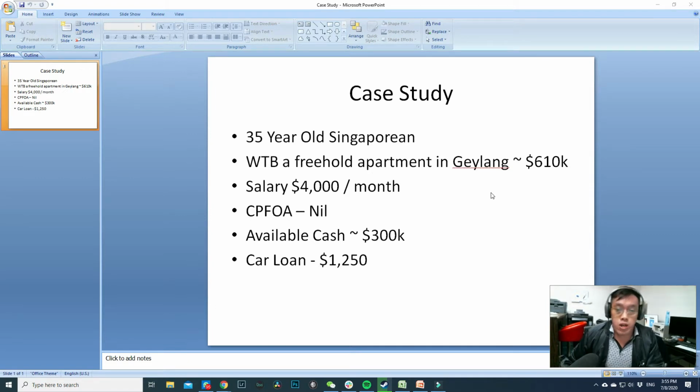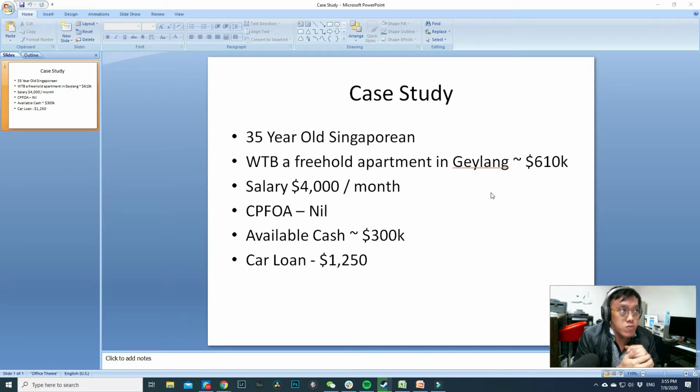She came to me initially wanting to look for investment, and then based on her objectives, she wanted something freehold, something central, so we managed to find something in Geylang at somewhat this price after a bit of negotiation. Of course, the thing now is we will need to work out her finances as well.